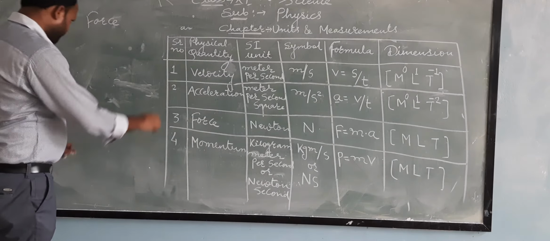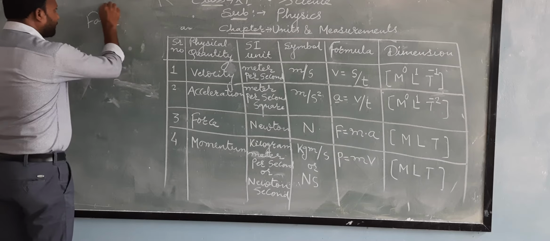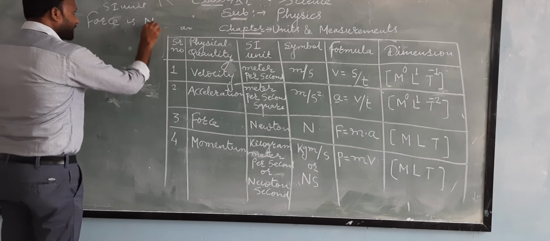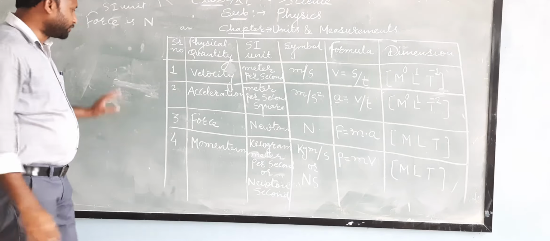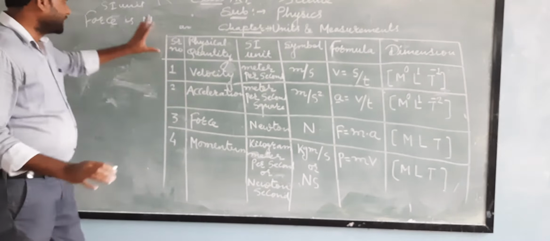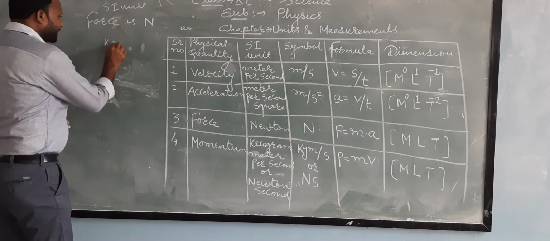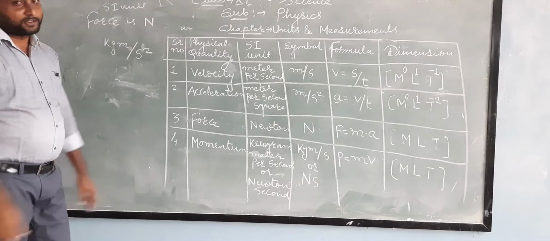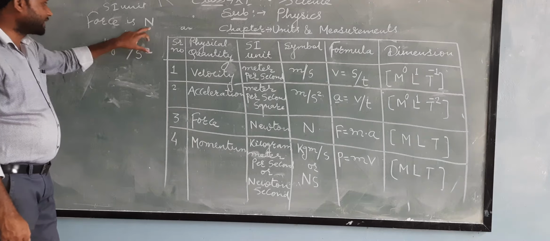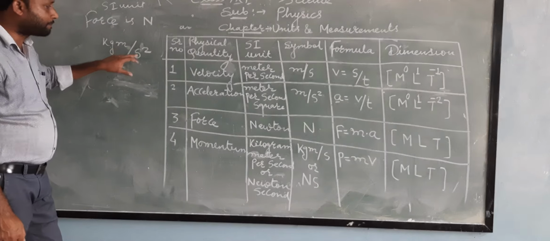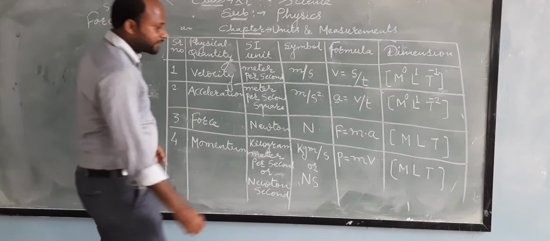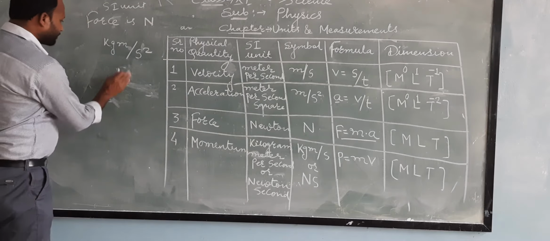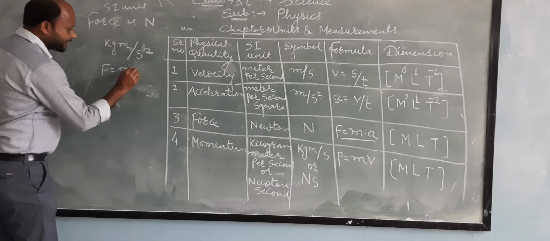So now, the SI unit of force is Newton. In the last lecture I told you to always remember that Newton means kg meter per second square. What is Newton? Newton means kg meter per second square. Look at the formula: force equals mass into acceleration.